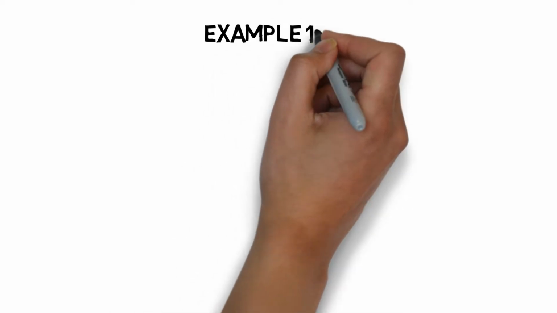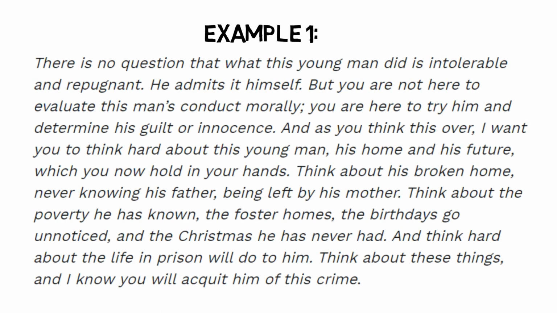Let's consider this example. There is no question that what this young man did is intolerable and repugnant. He admits it to himself. But you are not here to evaluate this man's conduct morally. You are here to try him and determine his guilt or innocence.